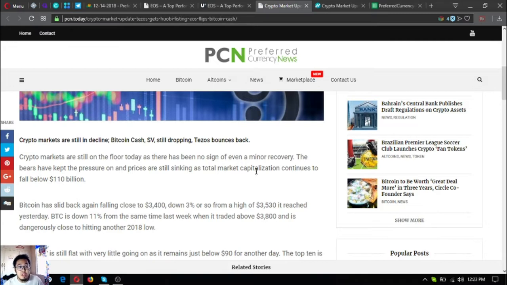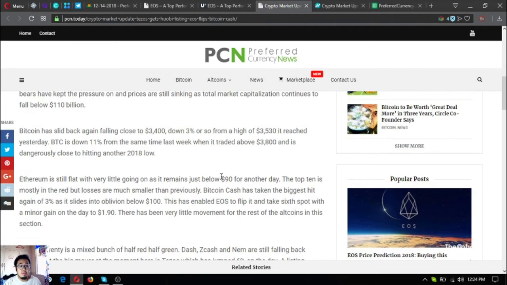Crypto markets are still on the floor today as there has been no sign of even a minor recovery. The bears have kept the pressure on, and prices are still sinking as total market capitalization continues to fall below 110 billion. Bitcoin has slid back again, falling close to 3,400, down 3% or so from a high of 3,530 it reached yesterday. BTC is down 11% from the same time last week when it traded above 3,800, and is dangerously close to hitting another 2018 low.